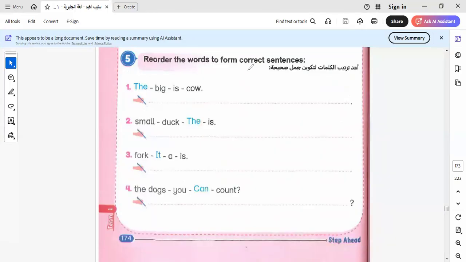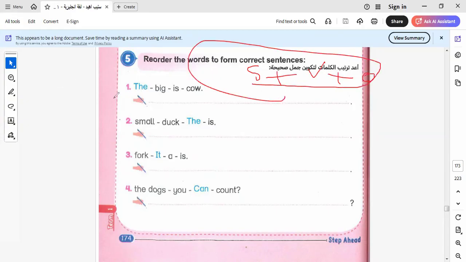So how can I do this exercise? As we know, subject plus verb plus object. I answer two of them, and I will leave the rest to do by yourself as homework. The cow is the subject. I can write it here. The cow, here is the subject. Where is the verb? Is. Big. The cow is big. I can do one kind of sentence as a statement and another one as a question.